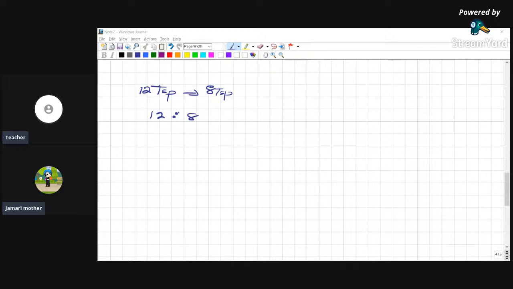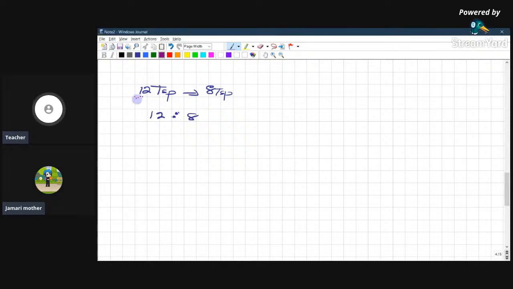Here we go. Another one says, as part of a recipe, the chef mixes 12 teaspoons of flour to 8 teaspoons of sugar. What fraction of the mixture is sugar? All right, so let's see if we get this. So we have 12 teaspoons here to 8 teaspoons here. If we were to look at this as a ratio, we'd add these terms, 12 to 8, and this would make 20 as the whole.